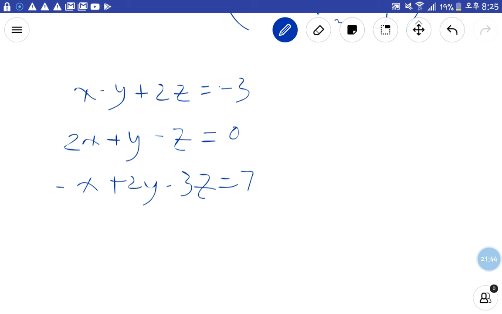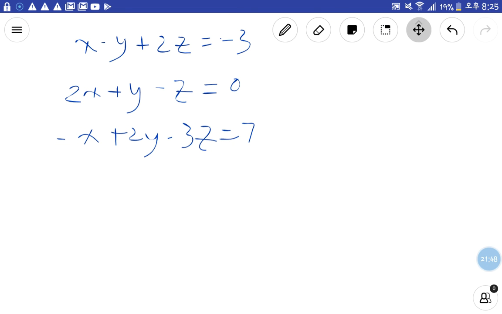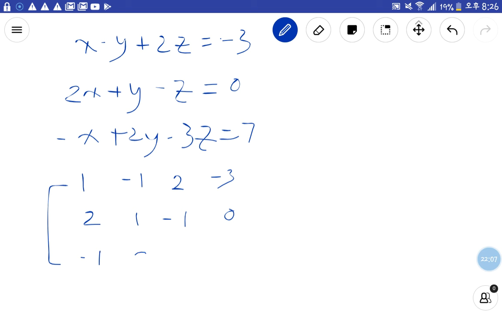Okay? So my first step is going to be this. First, I'm going to change this into an augmented matrix. How can we do it? You just pull all the coefficients out, which is 1, negative 1, 2, negative 3, 2, 1, negative 1, 0, negative 1, 2, negative 3, 7. That's how I started it.